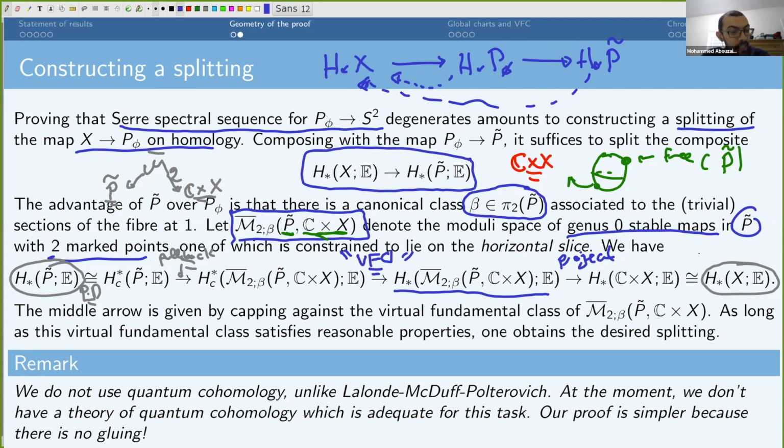Okay, so everything is geometric. We just use Poincaré duality, which I told you we would use, because one of the reasons we assumed that E is complex oriented. And then there is this magical step where we use the virtual fundamental class, and I have to explain why the virtual fundamental class exists. And again, the remark that I want to make here is that there's no appeal to the use of quantum cohomology, which means this gives a simplified proof. And if you only focus on this one conclusion of Lalonde, McDuff, Polterovich, you get this simplified proof, which doesn't use gluing.